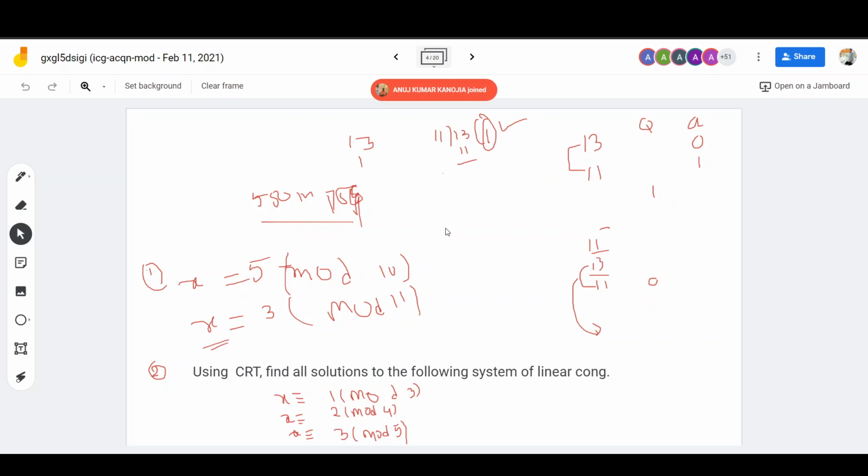Sir, I'm facing a problem in understanding how we are calculating this multiplicative inverse. Can you repeat it again? And why is it so? There is no difficulty in finding a multiplicative inverse. Here, this one? Yes, sir. That is correct. You identified very well.